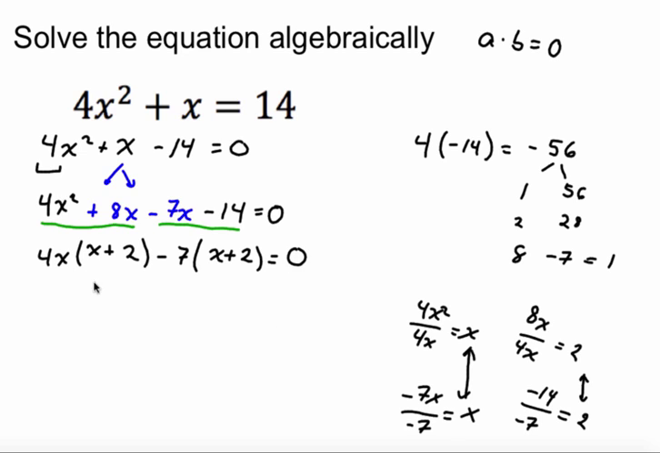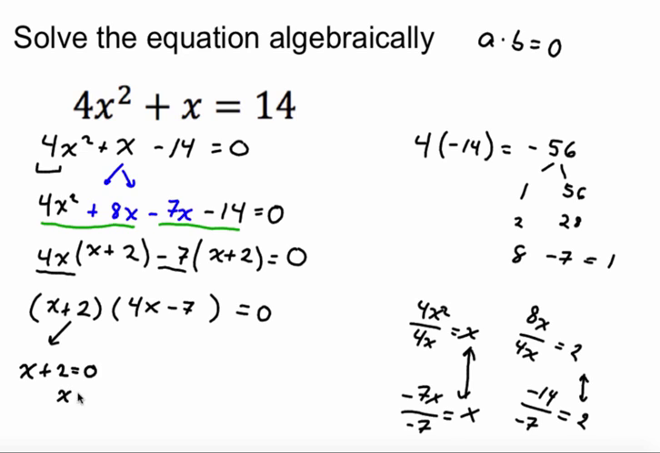Okay, so I have my two terms here, 4x times x plus 2 and negative 7 times x plus 2. And they have a common factor of x plus 2. So I'll factor that out, and then what remains is 4x minus 7. Now again, eye on the prize. We're not done until we actually know what x is equal to. So we have to keep going here. So x plus 2 equals 0 when x is equal to negative 2. So that's one of my answers right here.